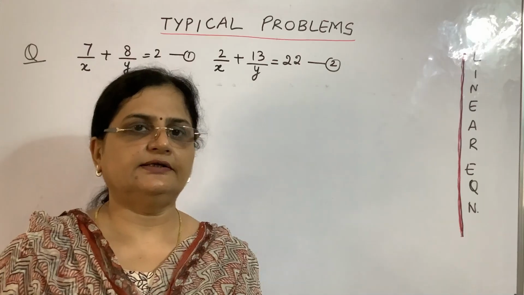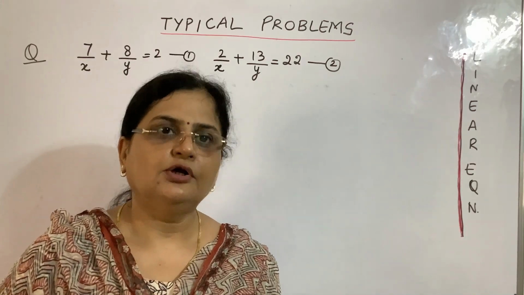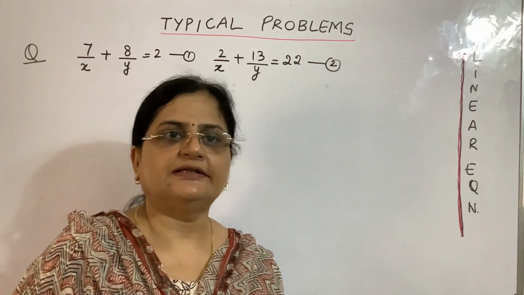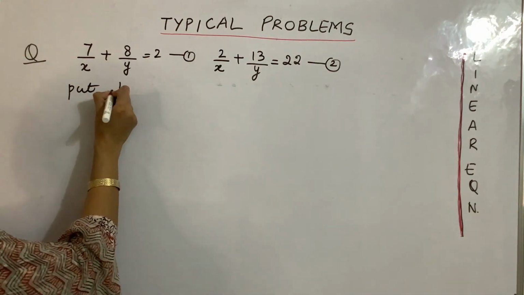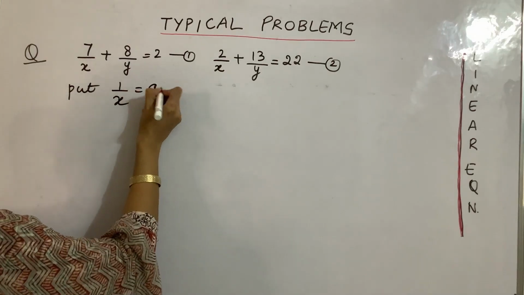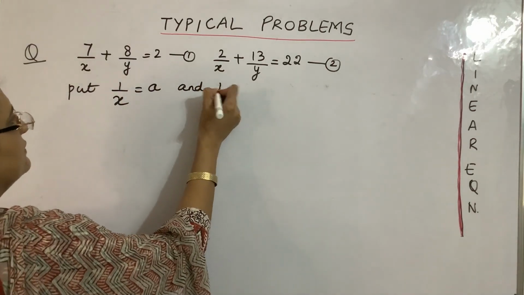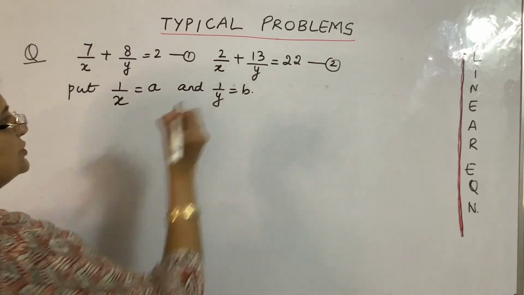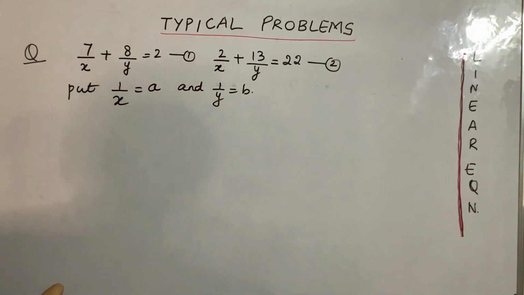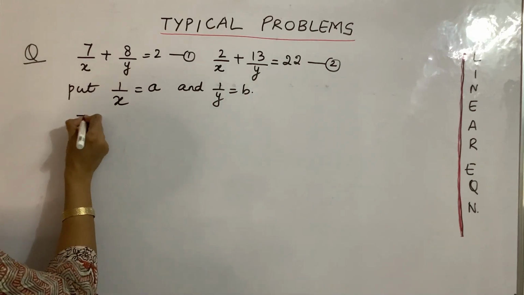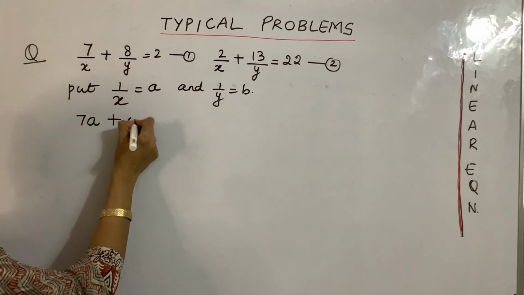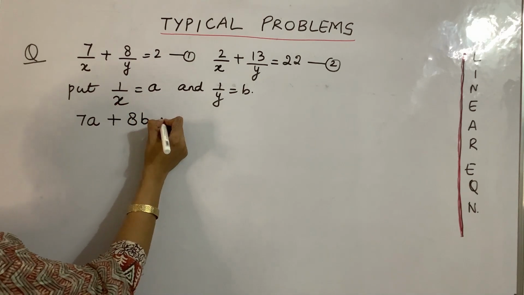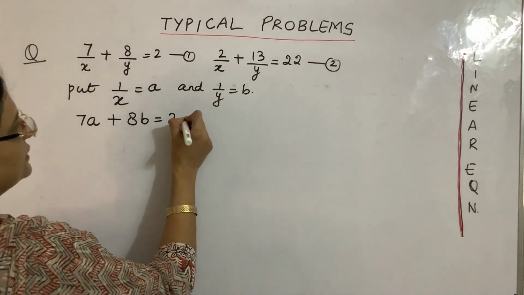You cannot eliminate them even if you take the LCM. So the easy method is, let us say, put 1 upon x equal to a, and 1 upon y equal to b. When we put 1 upon x is equal to a, the first equation becomes 7 into 1 upon x, that is a, plus 8 into 1 upon y, that is b, is equal to 2.